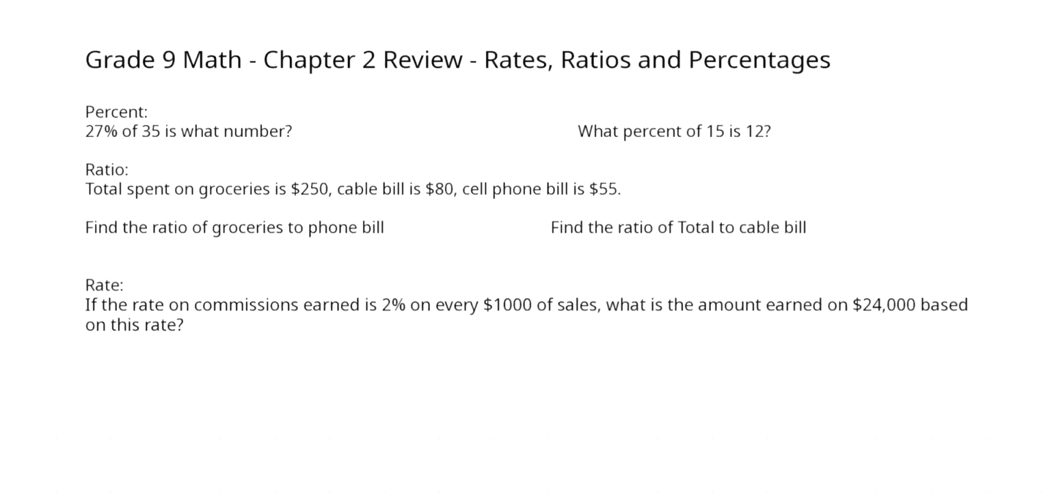So now let's look at chapter 2 with regards to rates, ratios, and percentages. We have 27 as a percentage of 35. And what is that number? That is basically what this is saying. 27% of 35 is what number? So if you're going to do it the long way, we can simply say 27 over 100, okay? And then we're going to multiply by the 35, okay? And that's a good way of doing it.